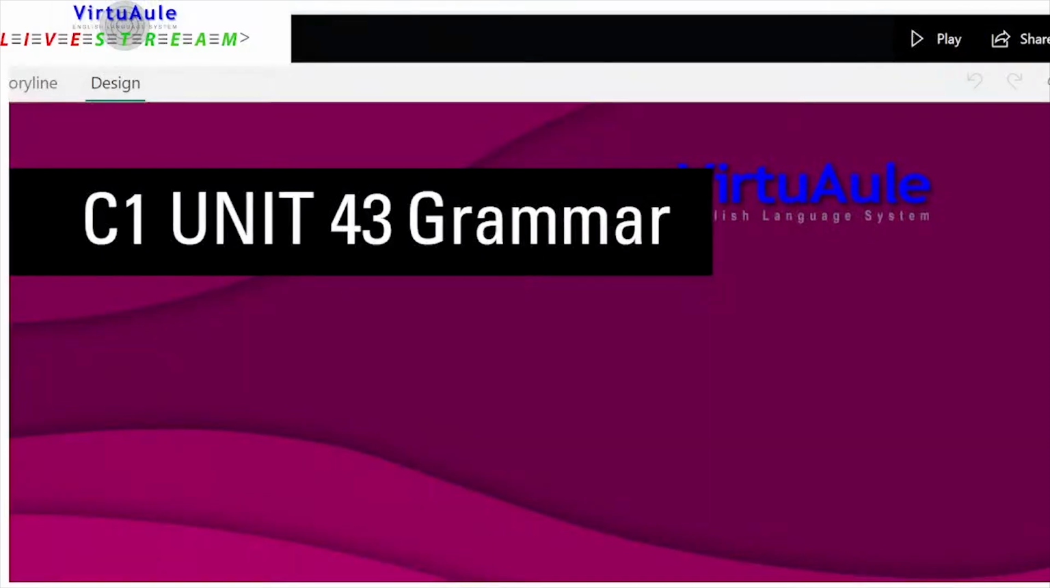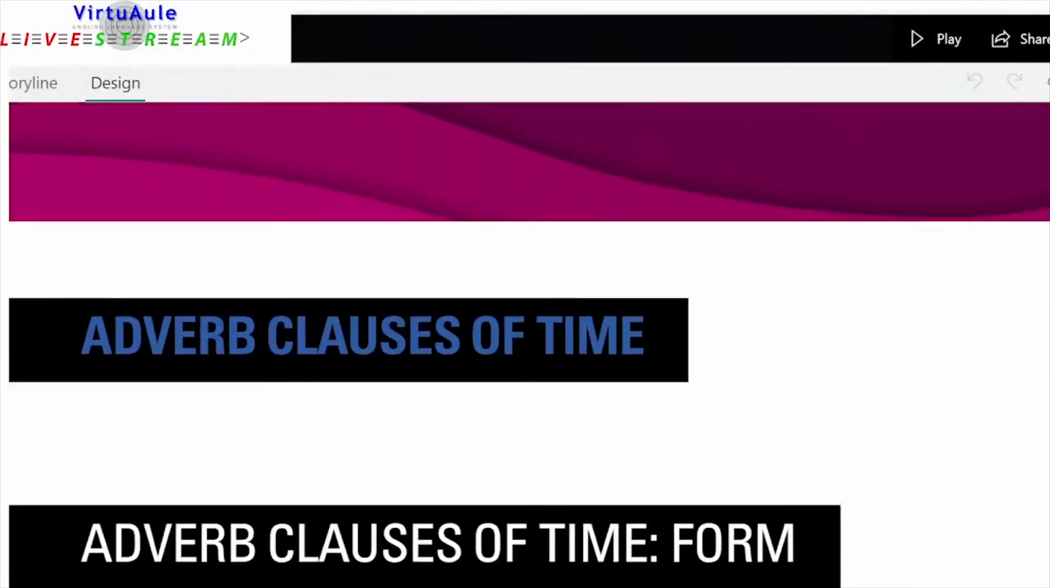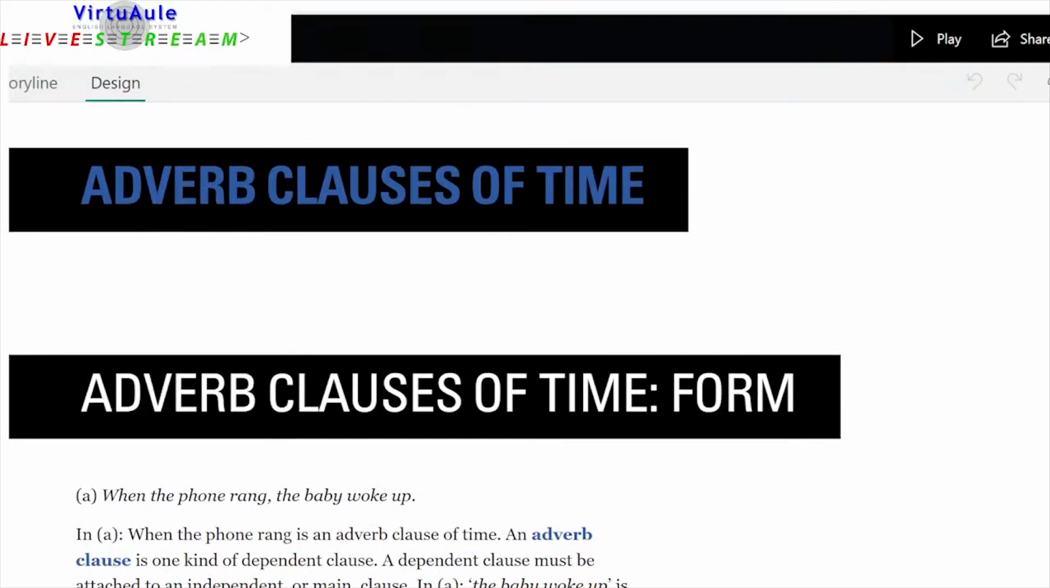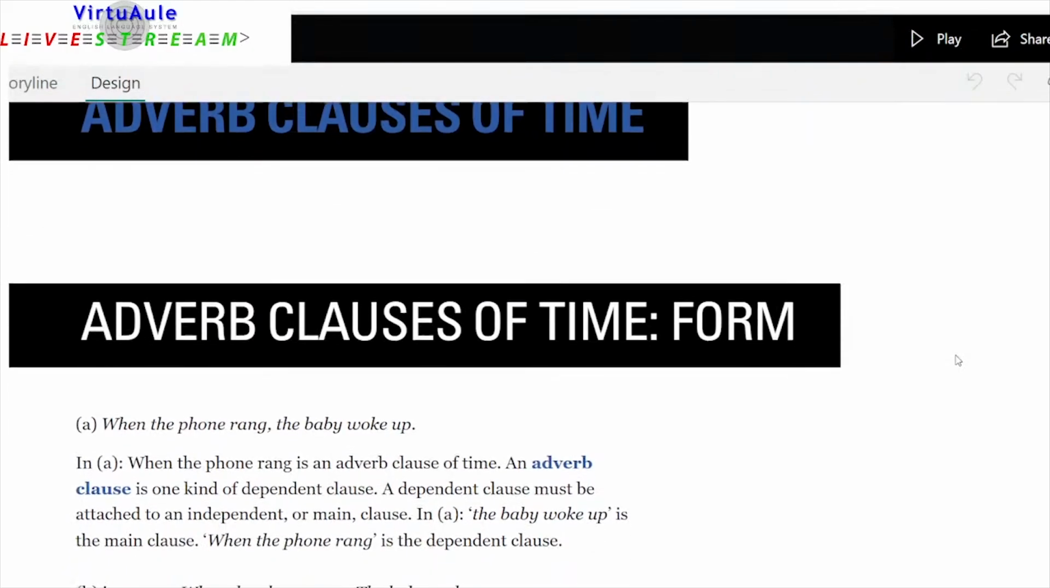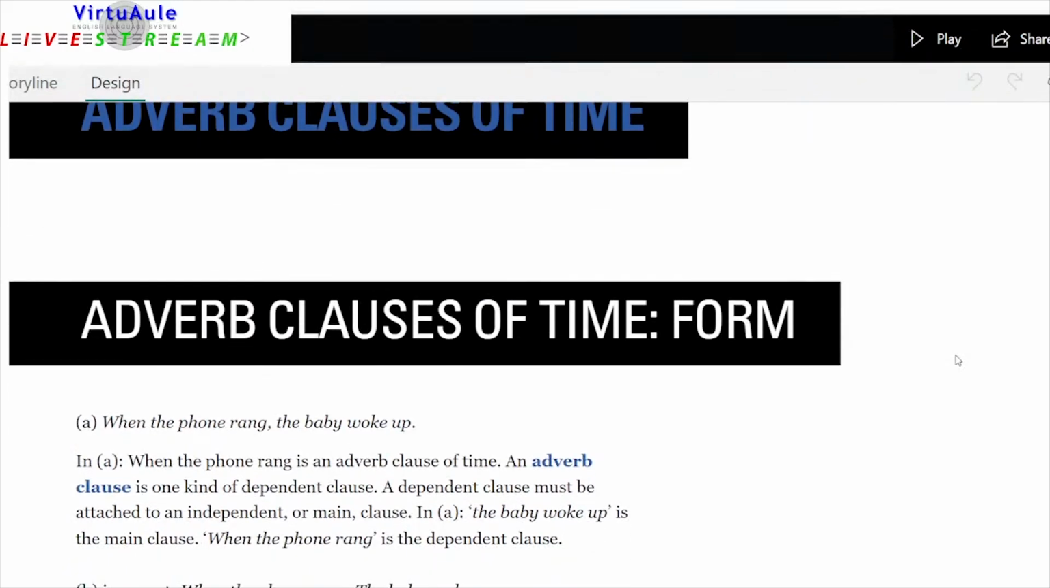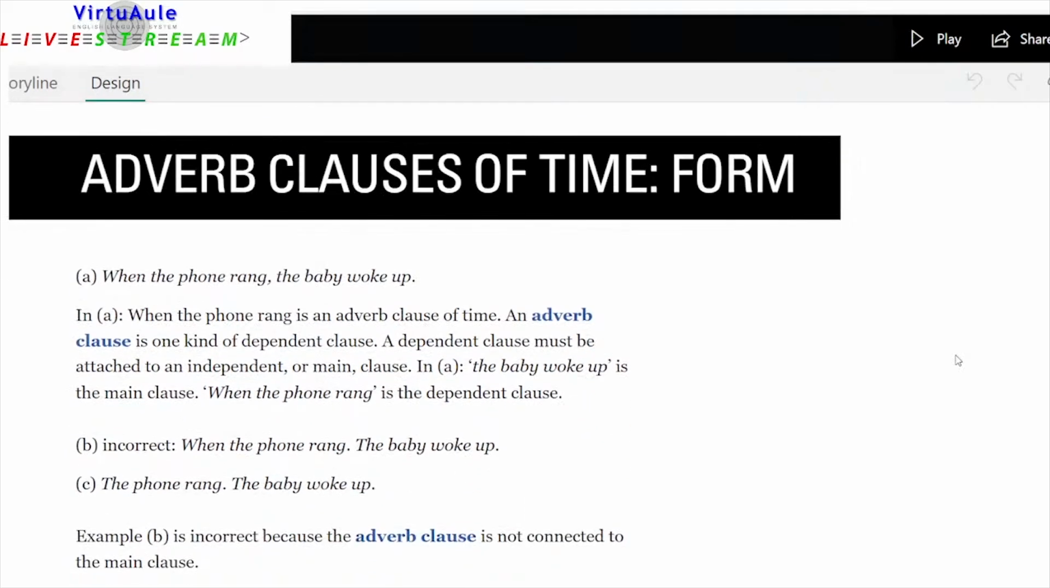This is the page. All right, we'll start with the adverb clauses of time. This is a few little sections about this. The adverb clauses of time. We'll look at the form. When the phone rang, the baby woke up. When the phone rang is an adverb clause of time.